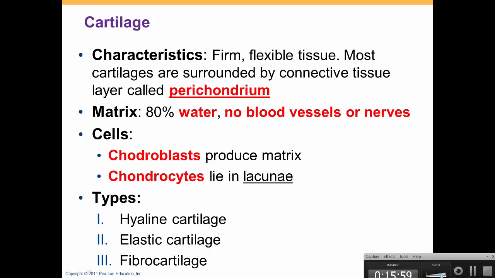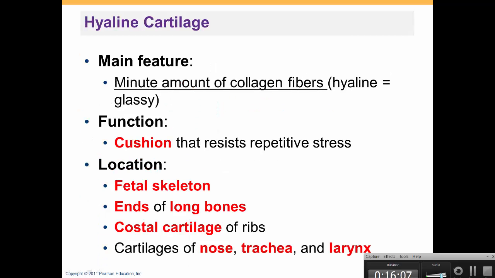We have three types of cartilage. We have hyaline cartilage, elastic cartilage, and fibrocartilage. So let's see the first one, hyaline cartilage. So the hyaline cartilage has what? It has lots of matrix. It doesn't have a lot of collagen, and this matrix is hyaline, meaning glassy in appearance.